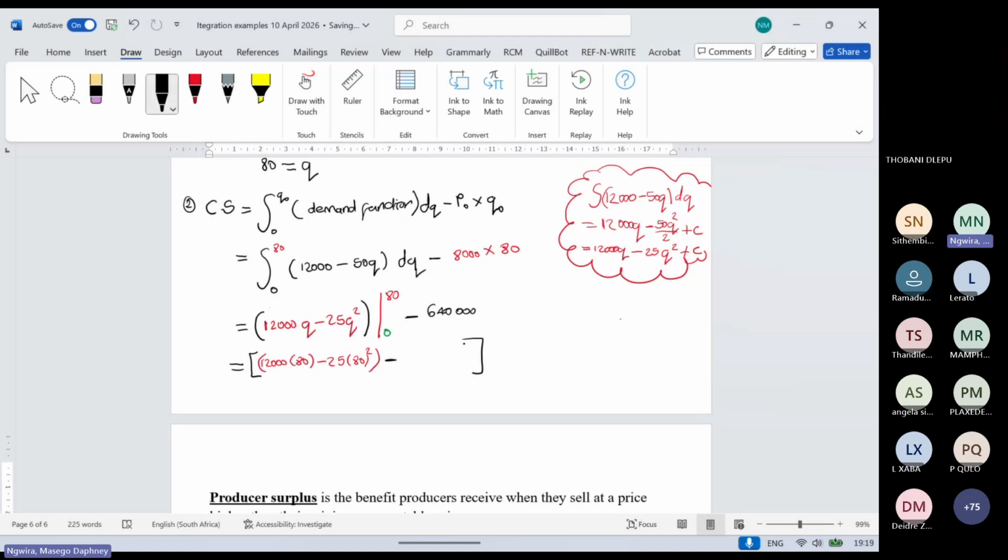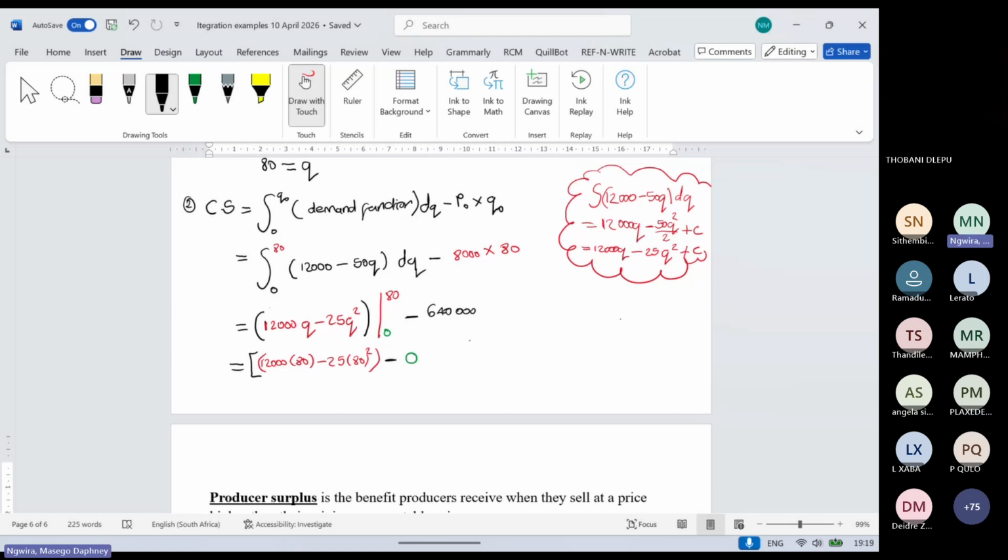And then we do the same for the green one. This green one is 0, so everything is going to be 0 here. 12,000 times 0 is 0, minus 0 is 0, so everything is 0 for the green one. So we are just going to have that.